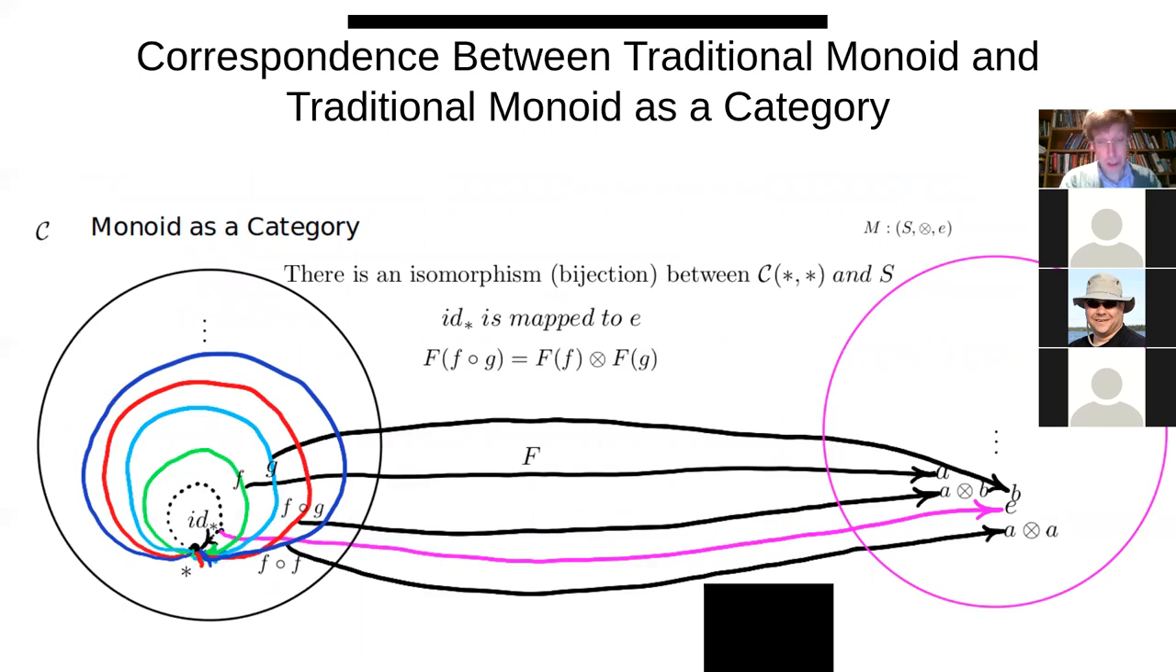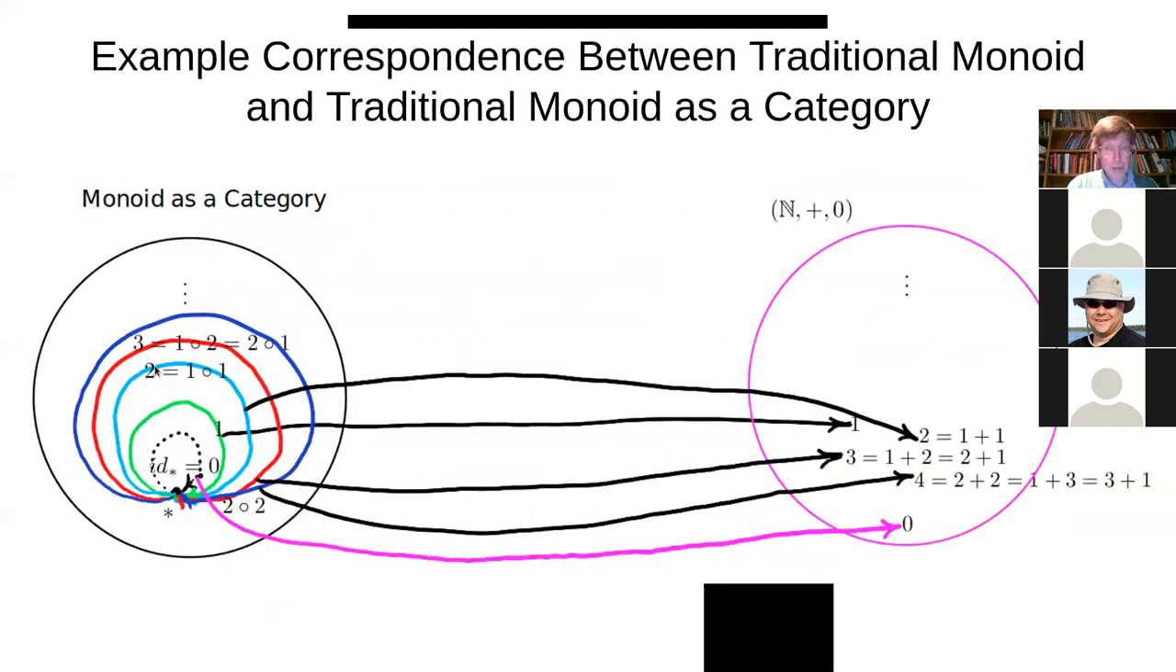It's quite a beautiful relationship between them, but it's one that has subtlety associated with it. And we're going to see that subtlety in a bigger form with free monoids in just a few minutes here. But I want to go through a little example here.